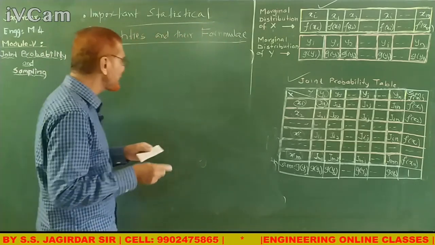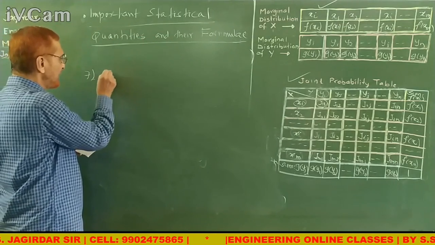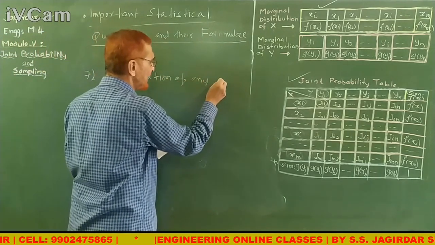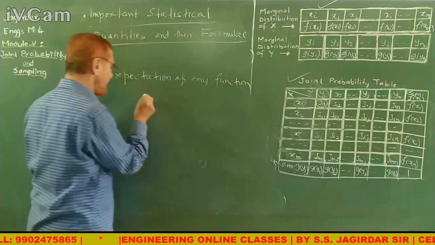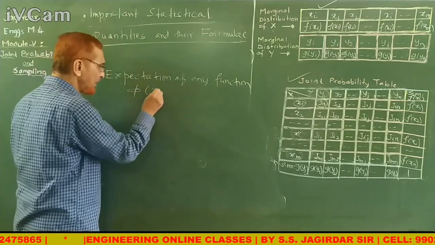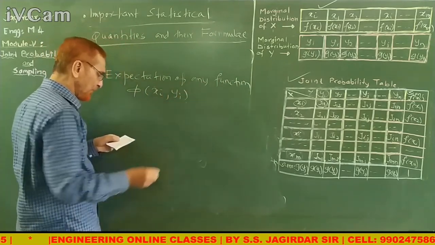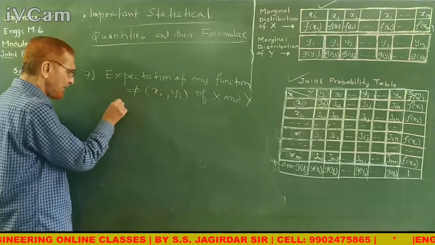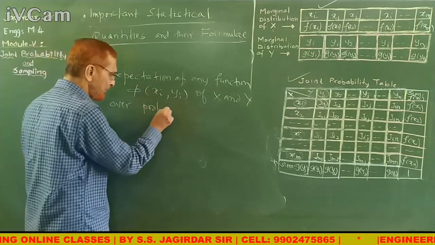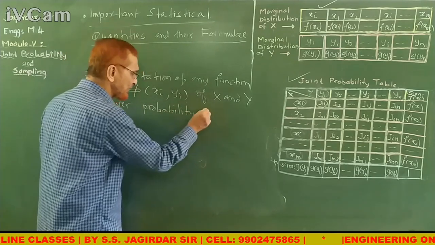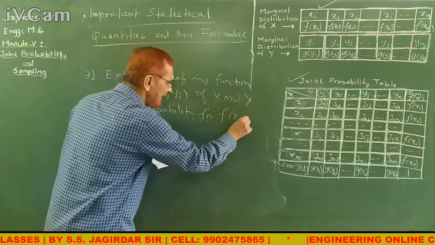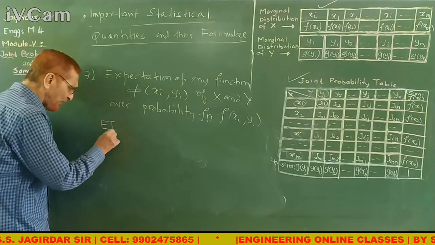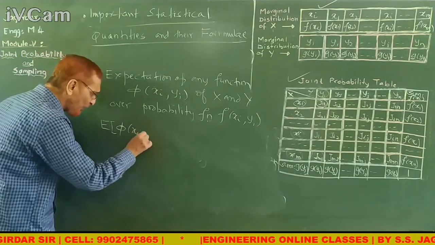So, that is the expectation of any function phi of x_i, y_j, where this function is of the random variables x and y, taken over the probability function f(x_i, y_j). So, if you want the expectation of this function phi(x_i, y_j), how will you get it?